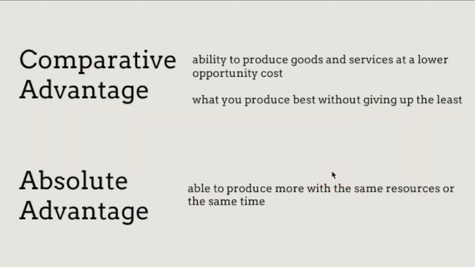So just to wrap up the vocab, comparative advantage is the ability to produce goods and services at a lower opportunity cost. It's what you produce best without giving up the most. And that's what we're going to look at when we're deciding which country should produce what. An absolute advantage means you're able to produce more with the same resources. For example, if someone gives you 2 laborers and one country can make 4 more products with the same 2 laborers, then they have the absolute advantage. But that doesn't mean they should be producing that good in a trade.